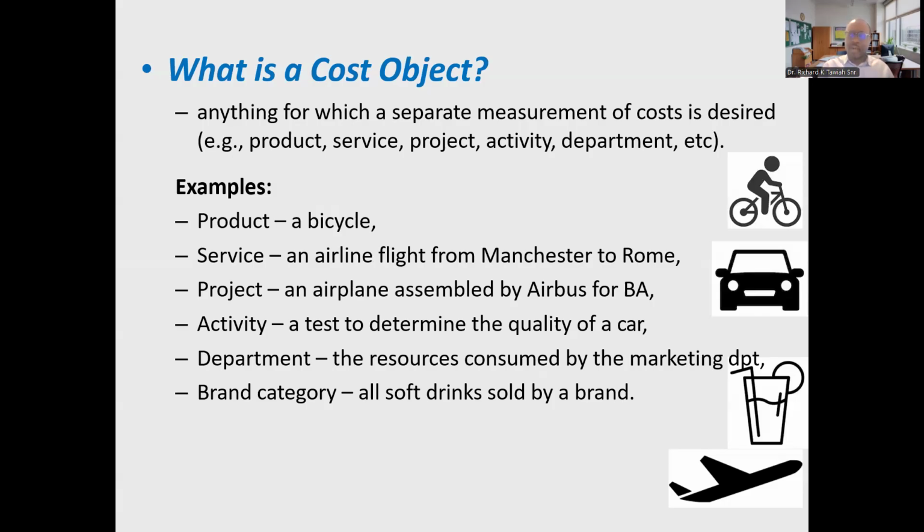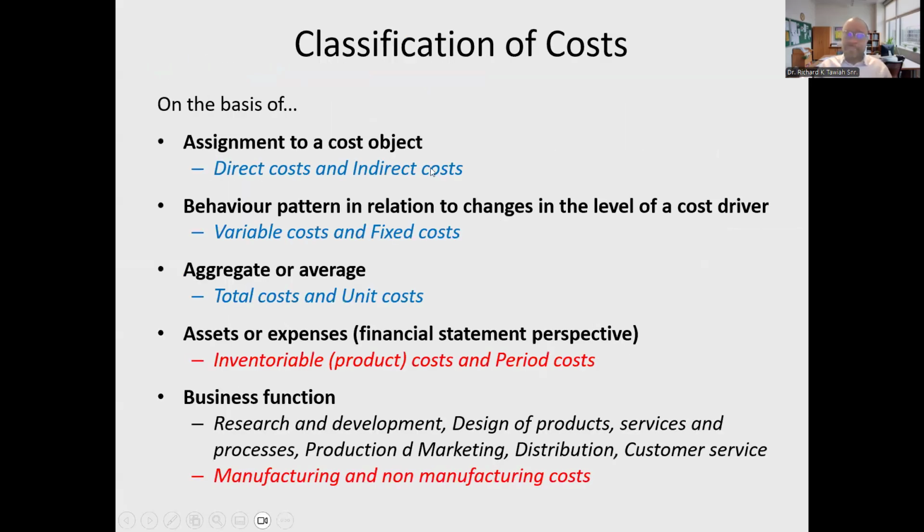So can I assign a cost to this phone, this water bottle? Can I assign it? Okay. So it's a product. Can I assign a cost to the haircut I undertook in the salon? Yeah. Okay. So any item for which you can assign a cost, you can attribute a cost, it's a cost object. Now, costs are being classified on the basis of the assignment to a cost object.